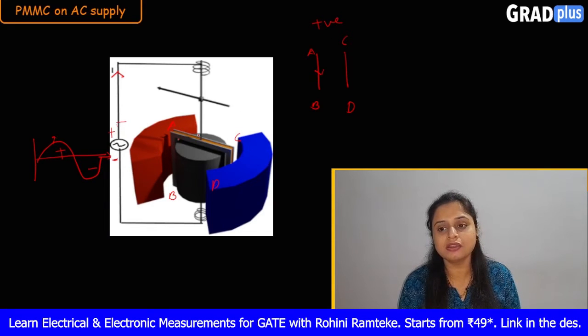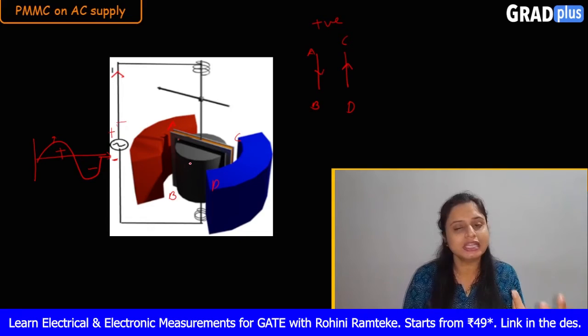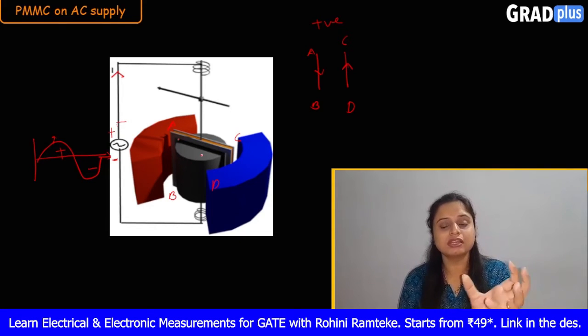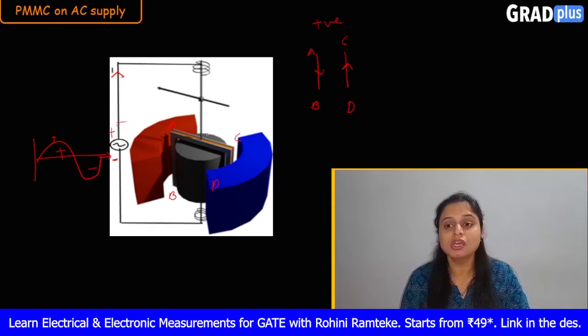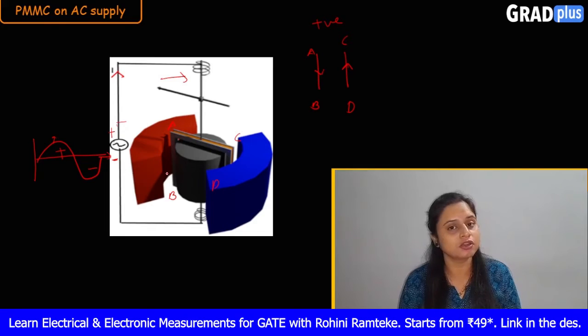So the current which is flowing, let us say in AB in downward direction and in CD it is in upward direction. So this case will be similar to the DC supply here. So it is same for the positive half of the AC supply also. So here we can say the pointer will rotate in this direction.